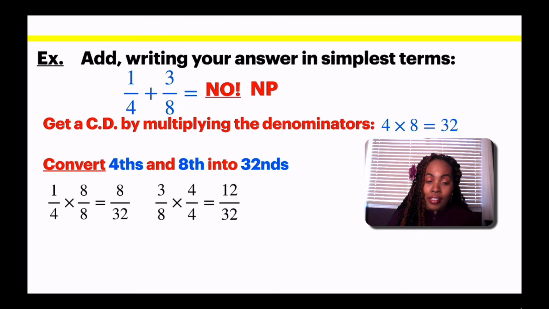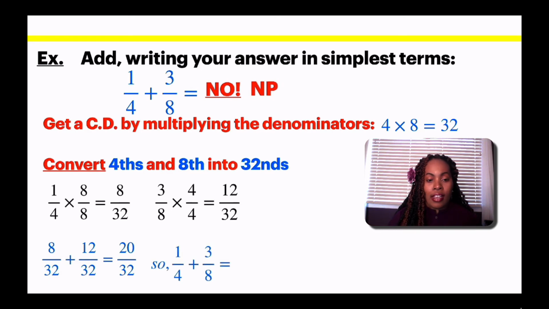Now that we have the same things, we can add them together. 8 32nds plus 12 32nds gives us 20 32nds. So 1/4 plus 3/8 is equal to 20 32nds. But, are we done yet? No, we're not done yet because this is actually not in its simplest form. We can simplify 20 32nds.